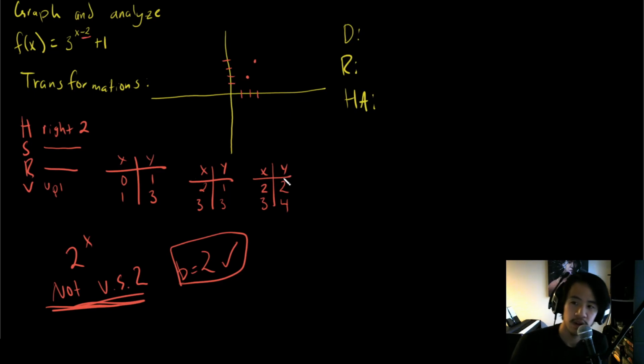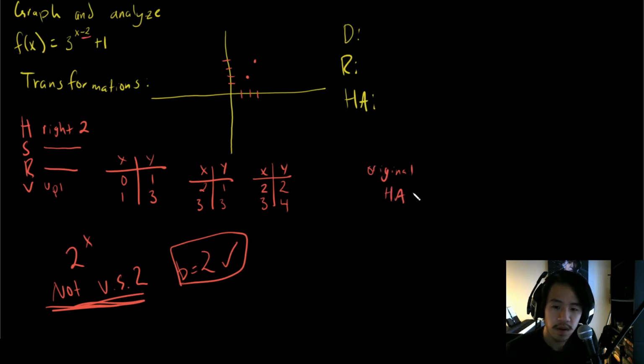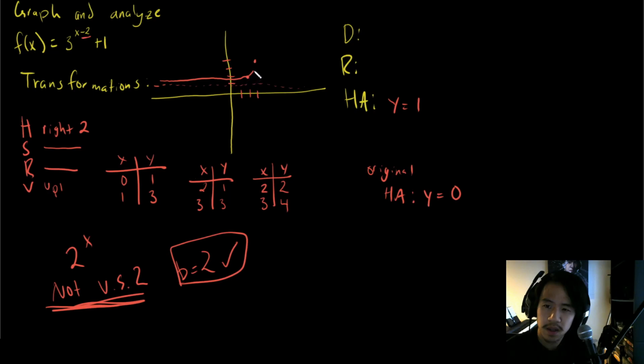All right. So a good thing to take into account is what the horizontal asymptote will be. So remember, originally the horizontal asymptote is y equals 0. Now, if we shift it up 1, the horizontal asymptote is going to go to y equals 1. So let's go ahead and plot that. Here's our horizontal asymptote. And then we can graph our function. We got something like this, an exponential growth function.